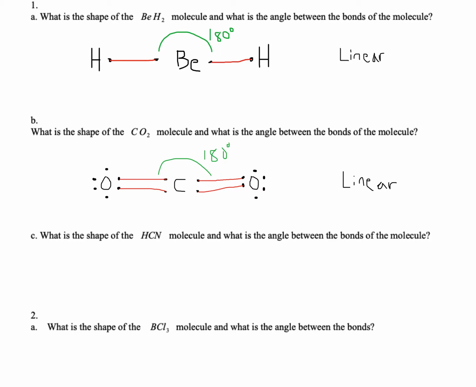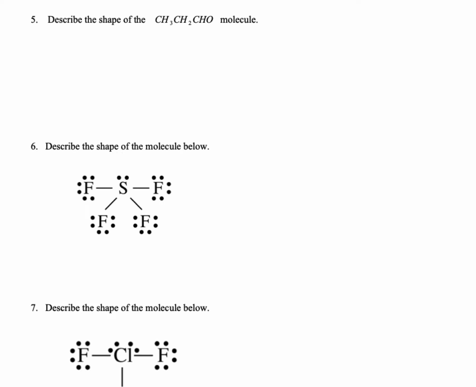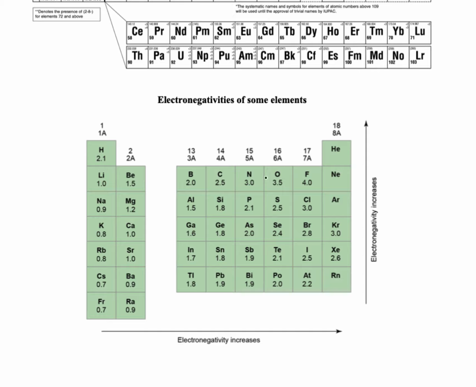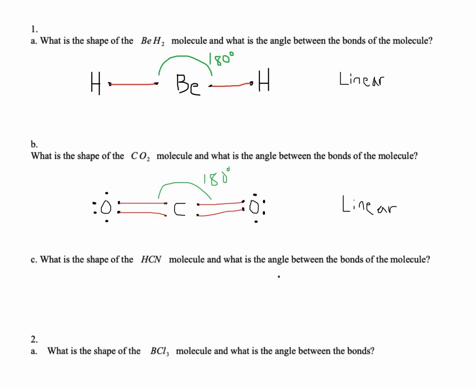Alright, so between hydrogen, carbon, and nitrogen, if you look at the table of electronegativities, hydrogen has the lowest electronegativity of all of them. Hydrogen with 2.1, carbon with 2.5, and nitrogen with 3. But hydrogen can't be a central atom, so we believe that carbon here would be the central atom. Let's draw it.